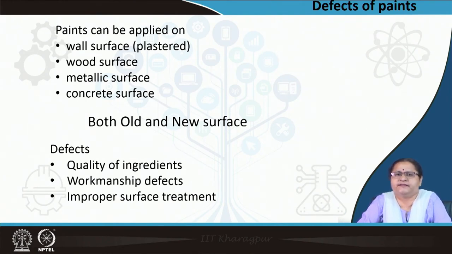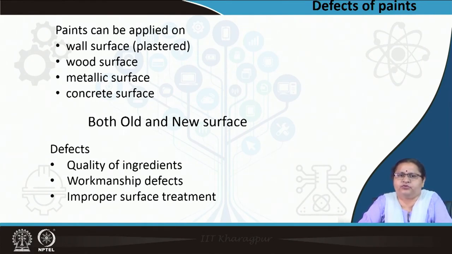So, quality of ingredients is one of the primary causes of having different defects. Next is the defects related to workmanship, bad workmanship. And the third is improper surface treatment. Why am I telling improper surface treatment? Because not always are we painting a new surface. Many a time we are actually painting an old surface.